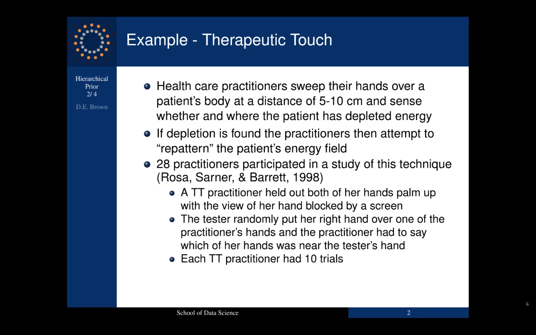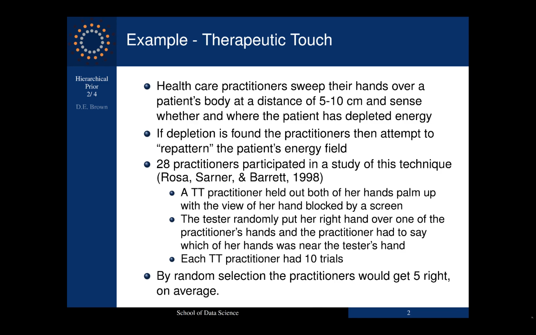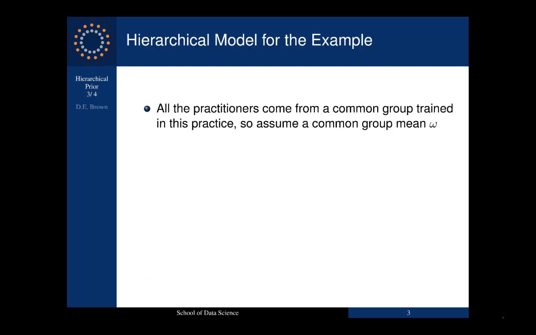For each therapeutic touch practitioner, they had 10 trials. If the practitioners are guessing in this experiment, then they would get on average 5 right. And if they are in fact able to really sense the energy in the tester's hand, then we would expect them to get some number higher than that at a statistically significant rate. So that's the purpose of the test.